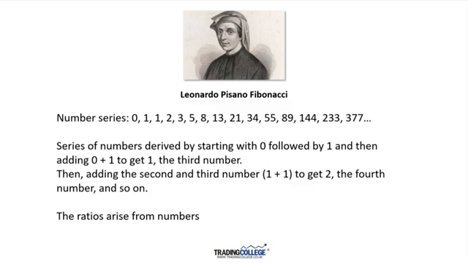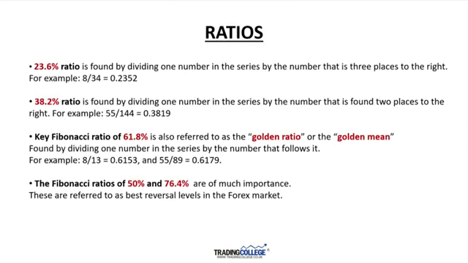And you can see here on this slide that we've got the number sequence. It's just adding the previous 2 numbers together to get the next number. And from those numbers, we can find the ratios, 38.2%. And we can use those ratios to plot those reversal areas on a chart. And so it's a very powerful thing to use. So look at these ratios that we can use in our trading.